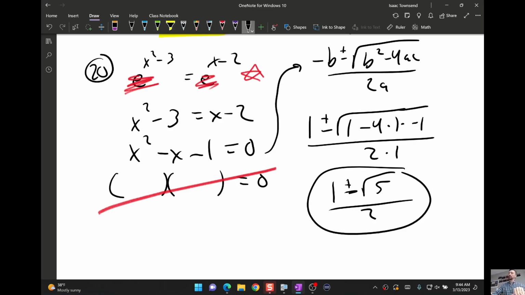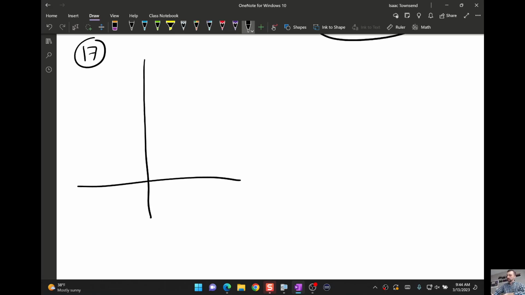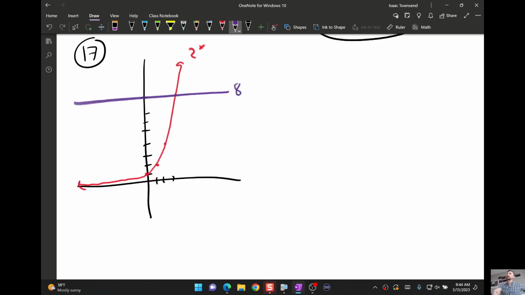Okay, another one or two. Anybody else? You said 17? Okay. So 17 says approximate the point of intersection of graphs f and g. So one equation is 2 to the x, which looks like this. And one equation is y equals 8, which looks like this.